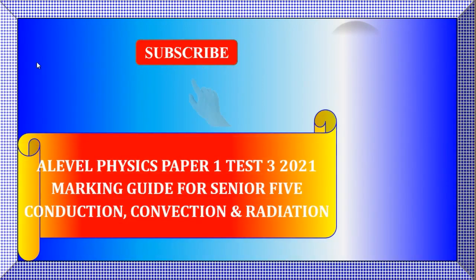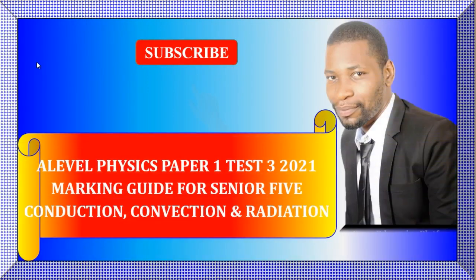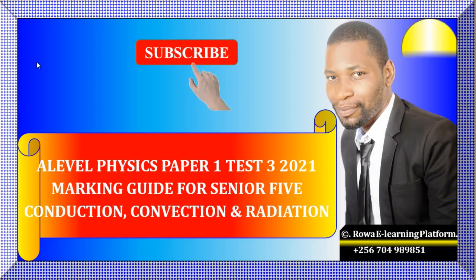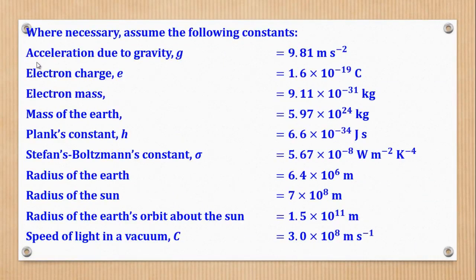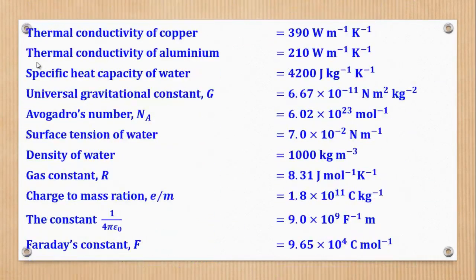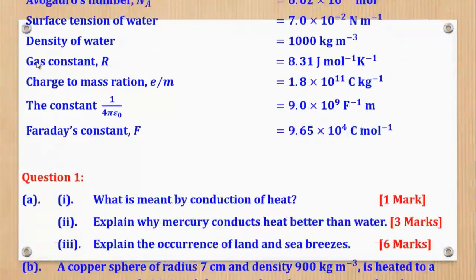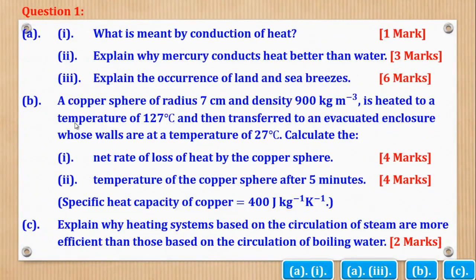In this video I'm going to go through the marking guide for test 3, which was on conduction, convection and radiation. Where necessary, the following constants would be used. So now we shall start with question 1.